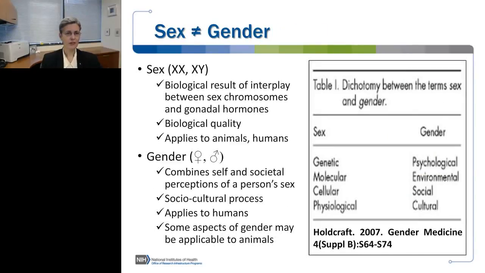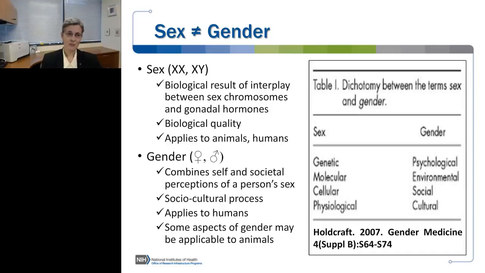So before discussing why we need to focus on this issue, I need to start off by emphasizing that sex and gender are not the same thing, but are distinct terms that should not be used interchangeably. Sex is considered to be the biological result of the interplay between sex chromosomes and gonadal hormones. It is a biological quality that can be applied to both animals and to humans. Gender is a term that combines self and societal perception of a person's sex. It is a socio-cultural process that is generally applied to humans.